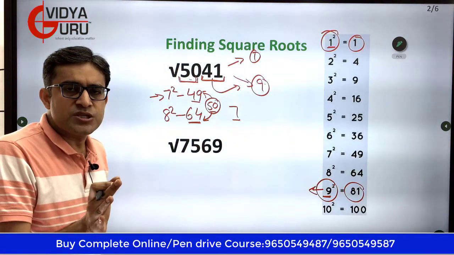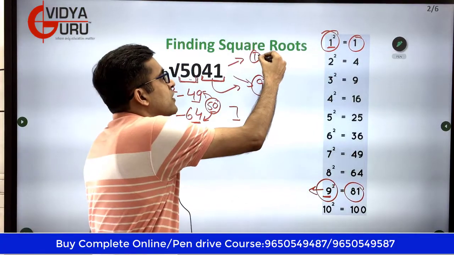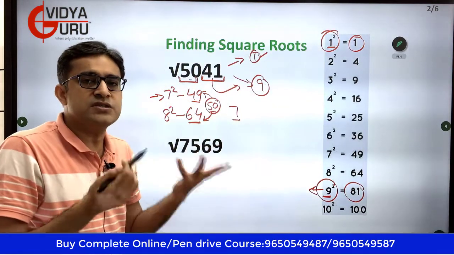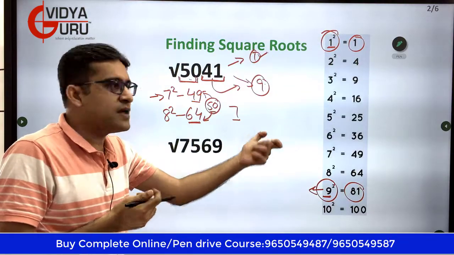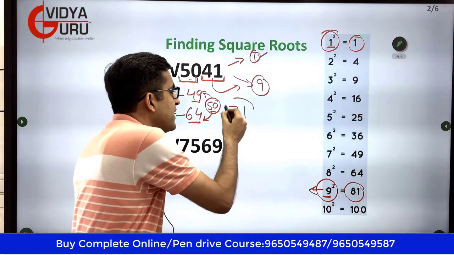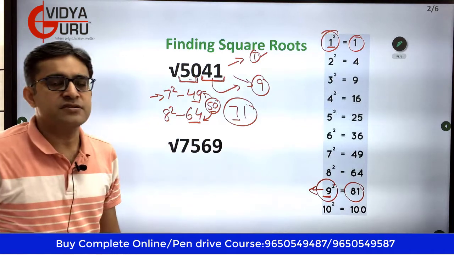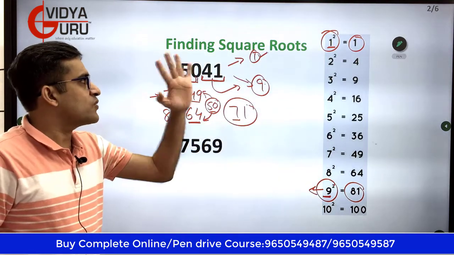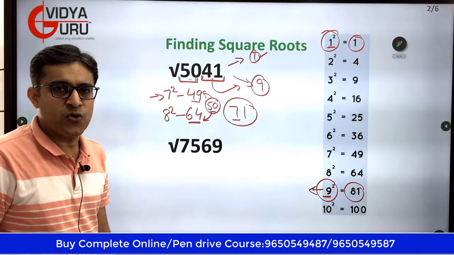If it is closer to the smaller value, pick the smaller digit. Out of 1 or 9, which is the smaller digit? The smaller digit is 1. So the answer turns out to be 71. So 71 is the square root of 5041.